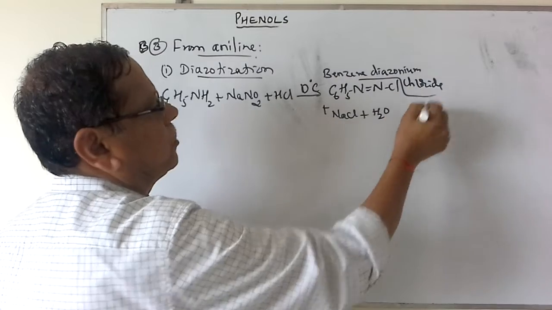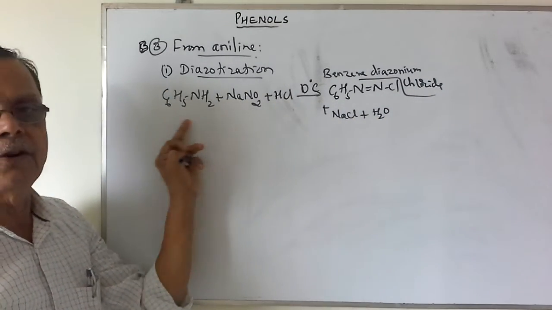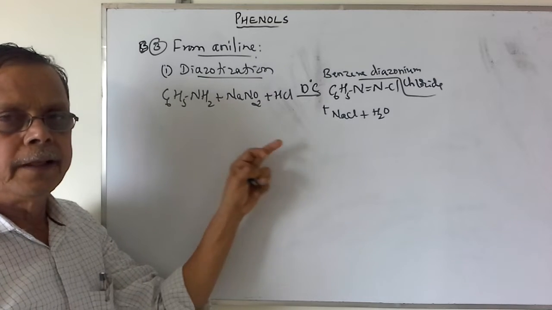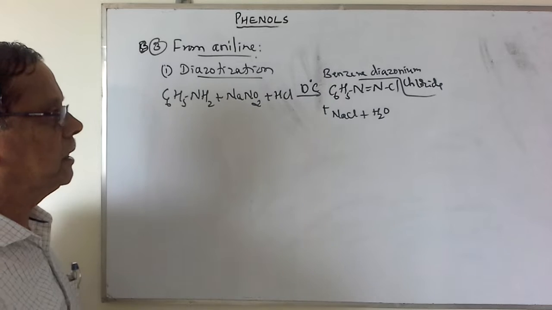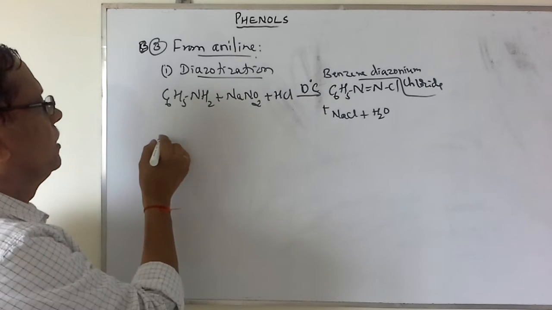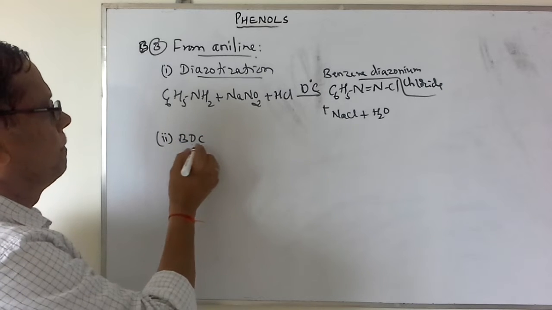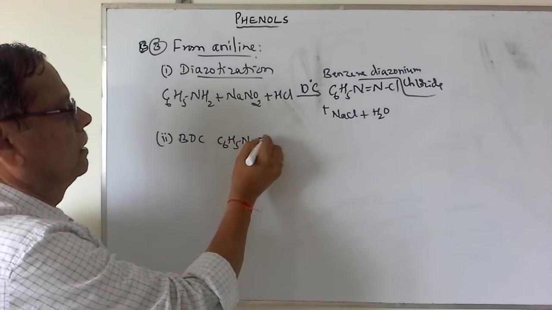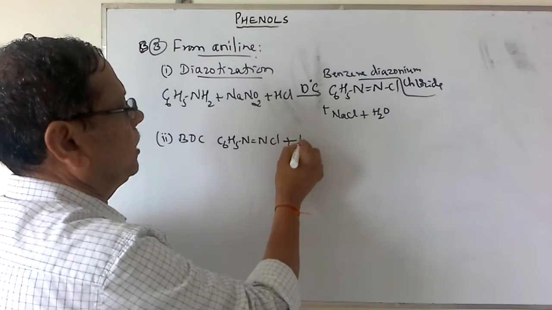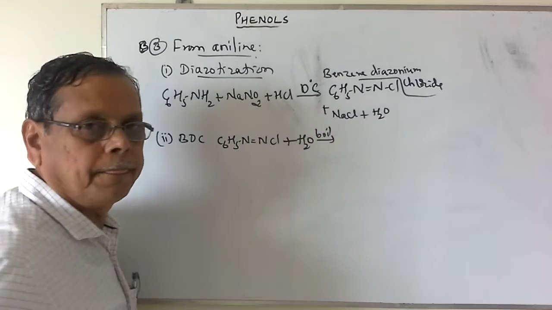This benzene diazonium chloride is obtained by the diazotization of primary aromatic amine. So anyhow, this type of property you will study in the nitrogen containing compound, that is aniline. This second step includes benzene diazonium chloride, that is C6H5N double bond NCl, which is then treated with water and then the solution is boiled.